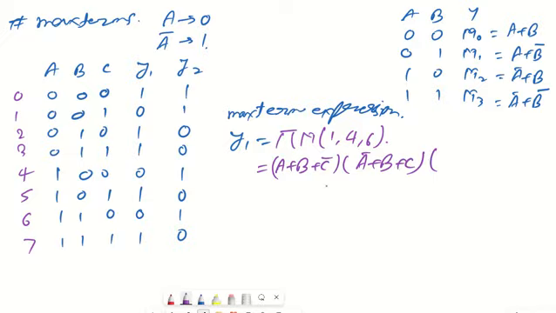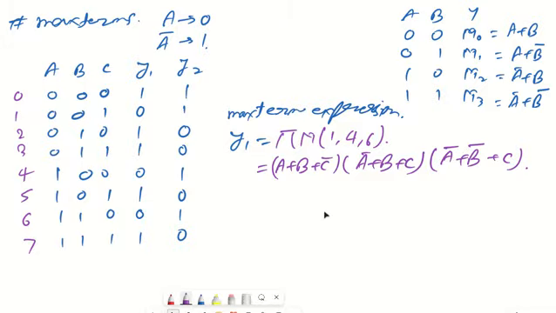Hope you have a good understanding now of how I am writing M4. Capital M4 is nothing but the max term of A, B, C, and it is 1, 0, 0. Then 6 is A, B, C bar. You can see here we have A as 1, B as 1, and C as 0. So it will be A bar plus B bar plus C. So this is my complete max term expression for the Y1 output.